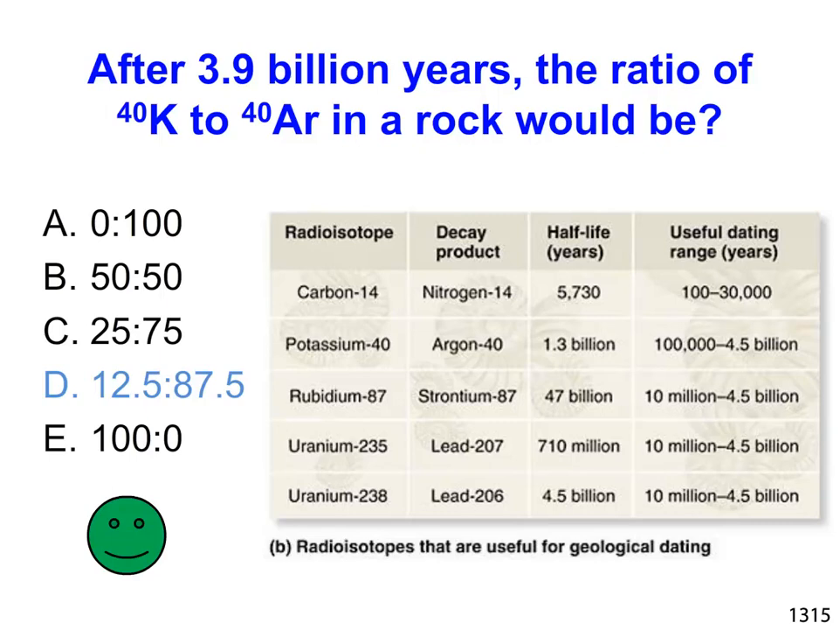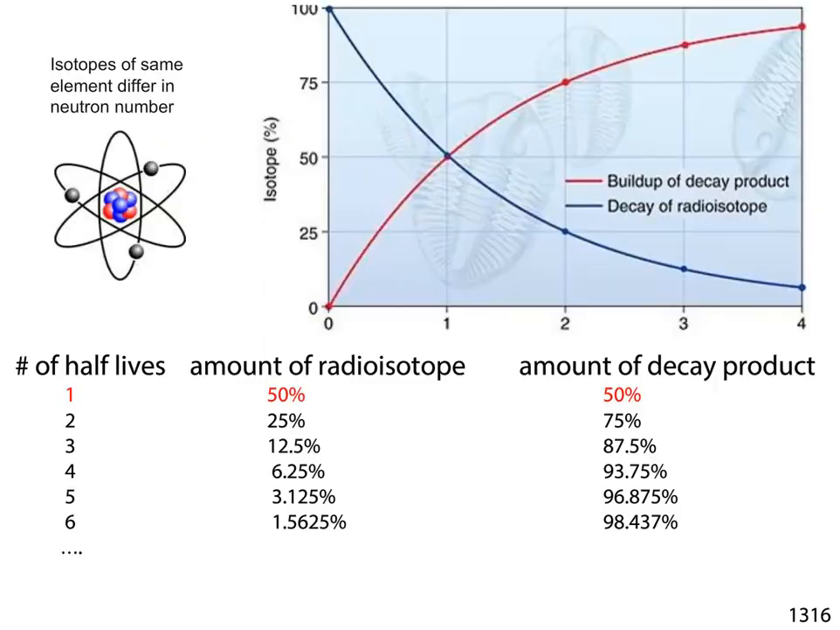Hopefully there's a diagram and a list on the next slide that will help this make more sense to you. So here we have a nice little cheat sheet. The number of half-lives, the amount of the radioisotope, the amount of the decay product. Again, the radioisotope, I always call it the parent product.